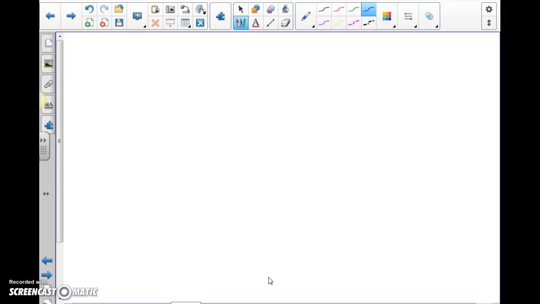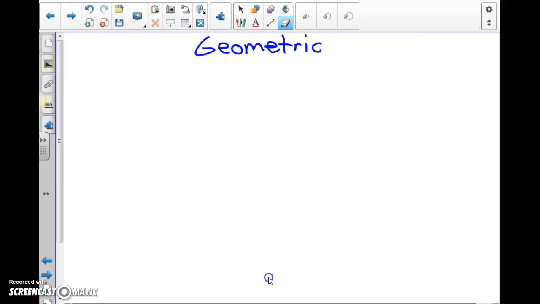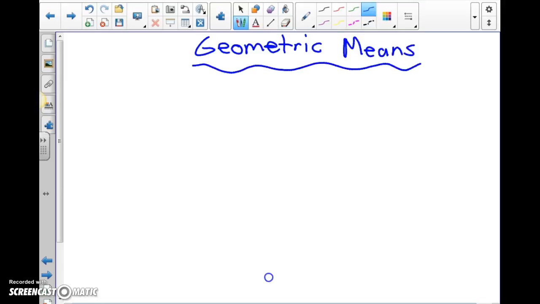Okay, this is geometric mean. And these are the two proportions that you can use anytime you have geometric mean problems. And then I'm going to do two on your homework. I'm going to be doing number 10, and then I'm also going to be doing number 12. All right, here we go.